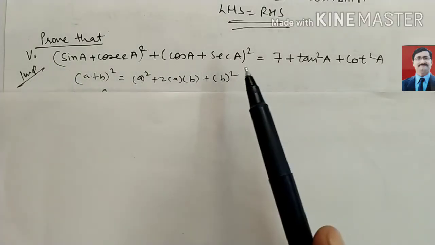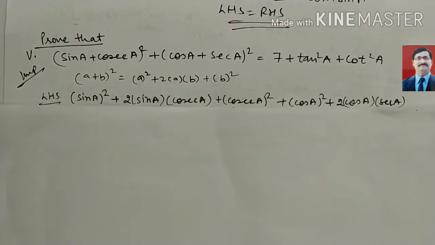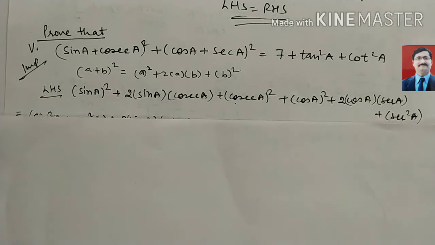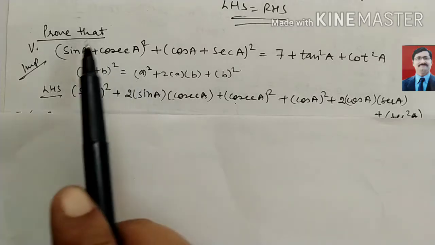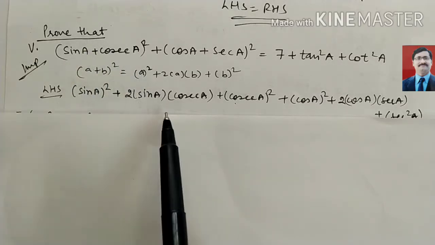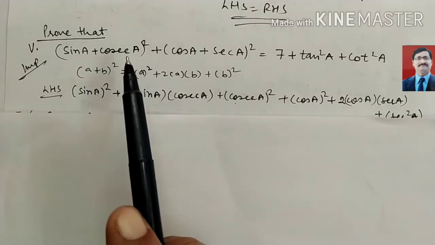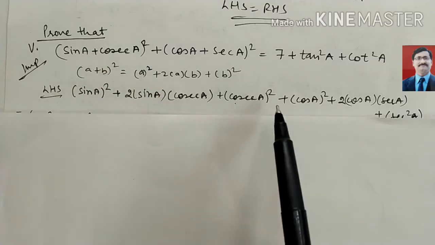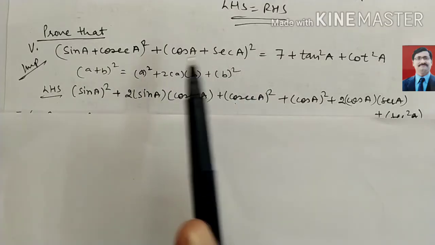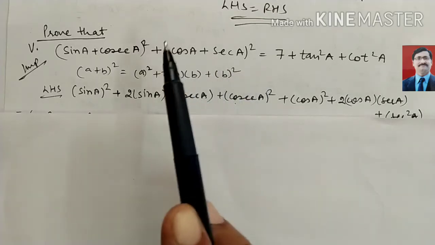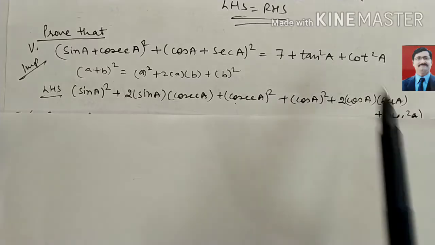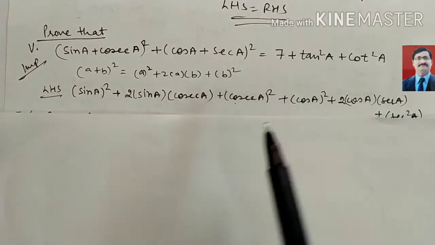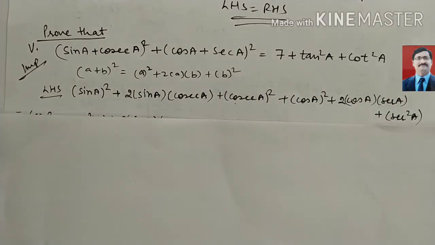So first of all, on the left hand side we use this formula. Look here, what we get: square of first means sin square A, plus 2 into the product of these two, we get 2 sin A cosec A, and square of second we get plus cosec square A. Same way, we use (A plus B) whole square in the second bracket: first square we get cos square A, then 2 into cos A into sec A, and square of second we get sec square A. All of you understand this?